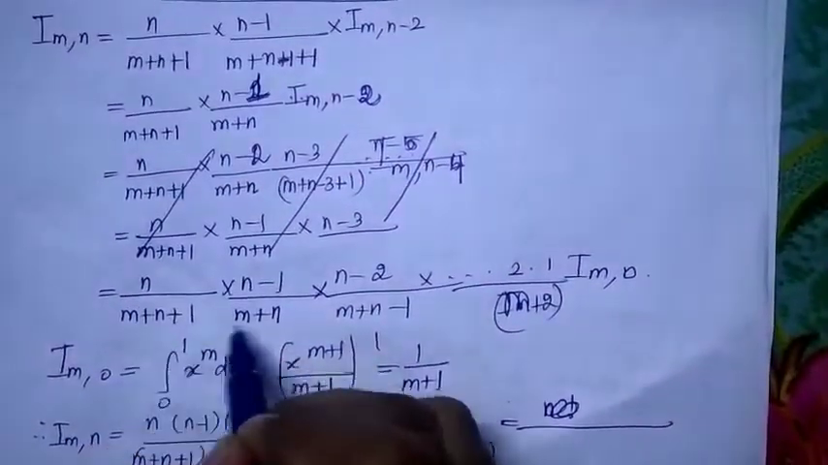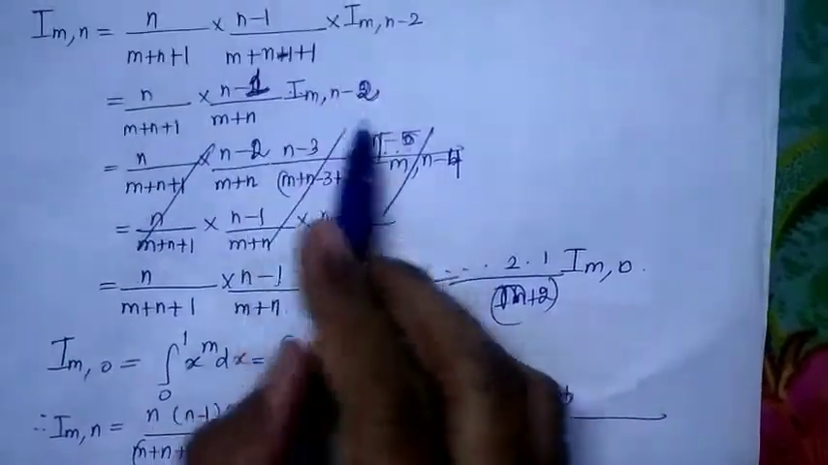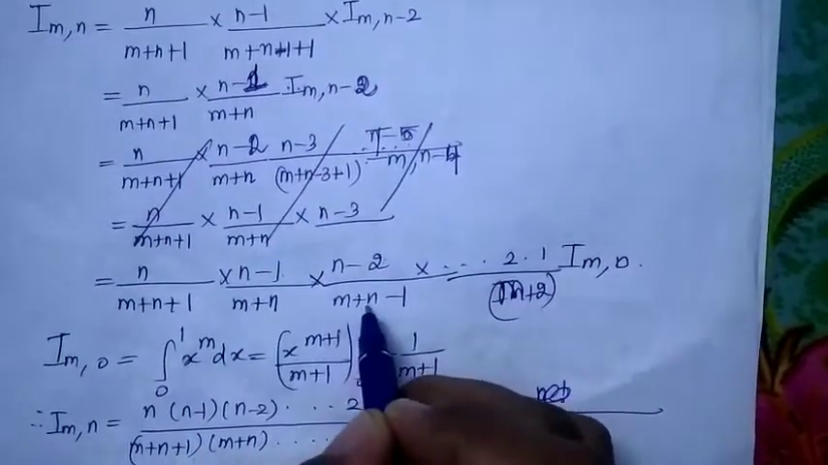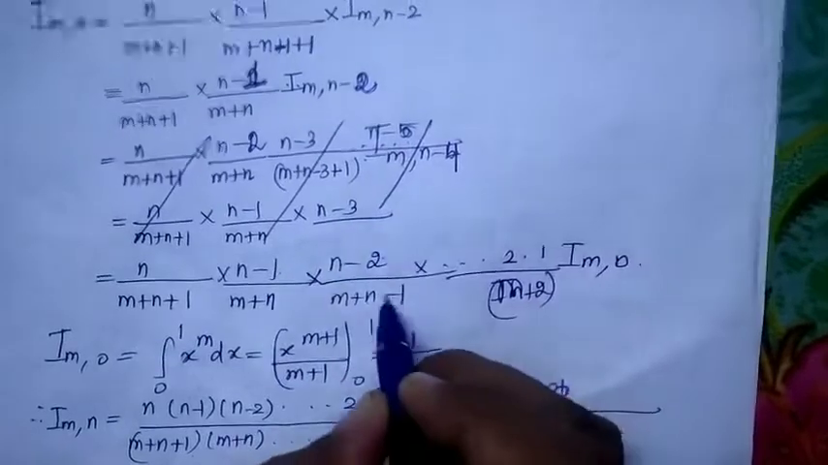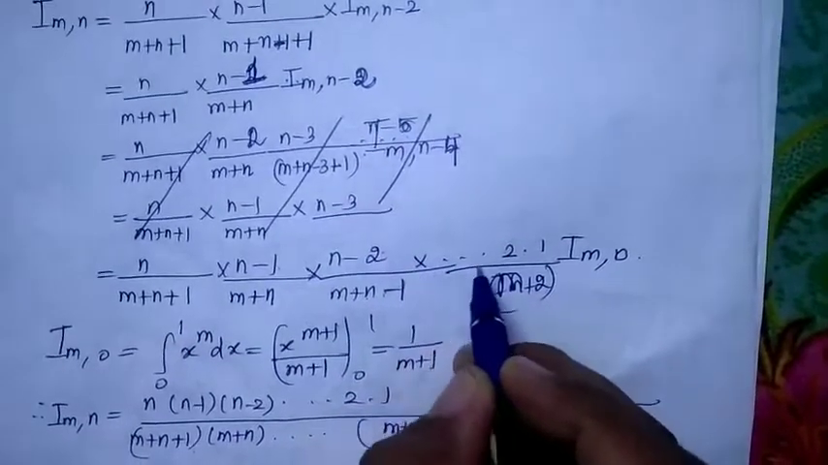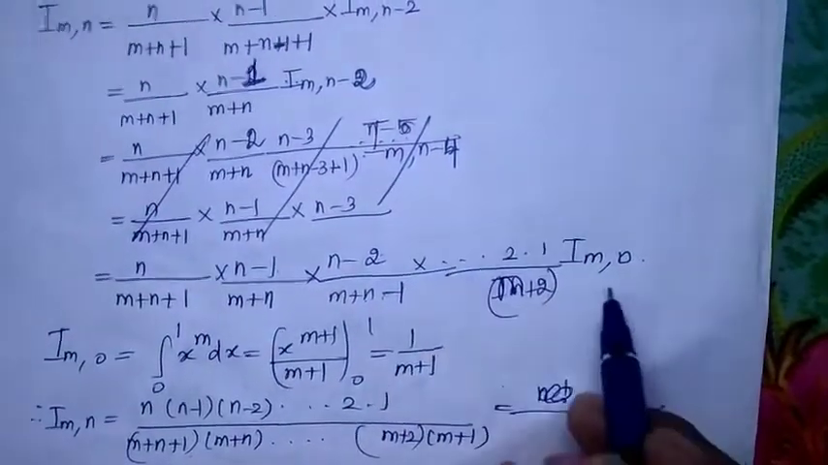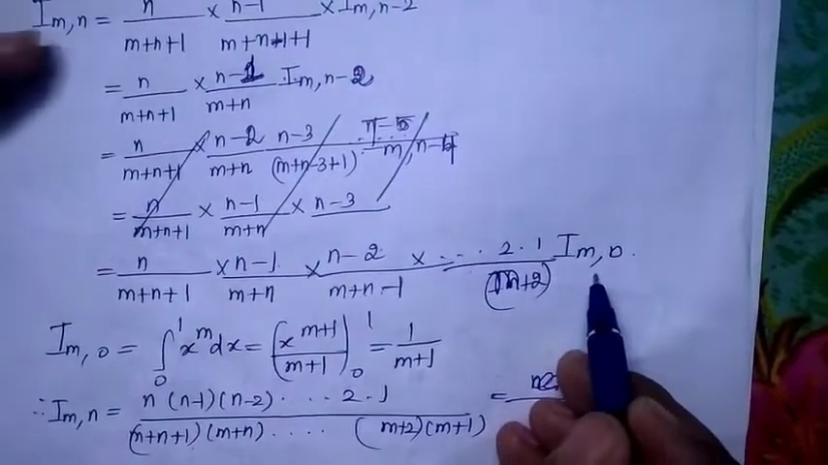N by m plus 1. N minus 1 you have. So next step you will get n minus 2 by m plus n minus 2 plus 1, that is m minus 1 into etc. So actually it will end with one number, right? So I(m, n).